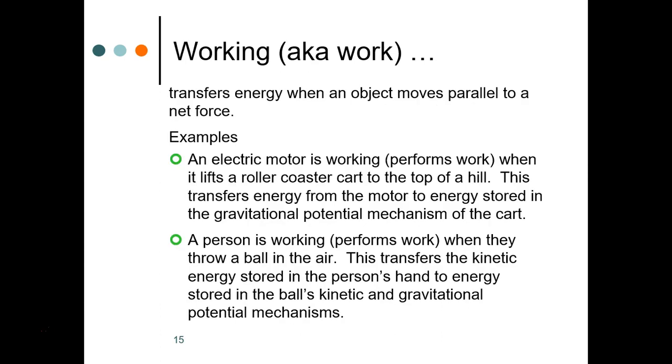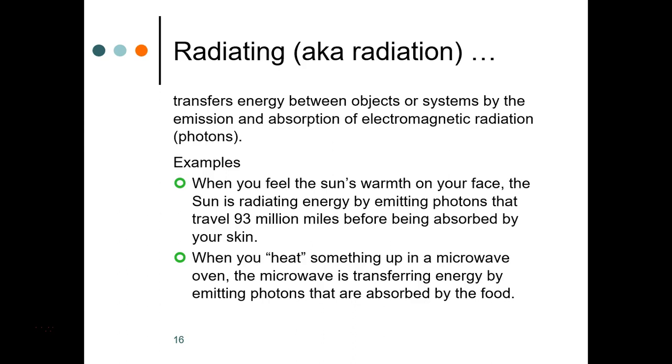Working transfers energy when an object moves parallel to a net force. So examples would be an electric motor is working, that is, performs work, when it lifts a roller coaster cart to the top of the hill. This transfers energy from the motor to energy stored in the gravitational potential mechanism of the cart. Another example would be a person is working when they throw a ball in the air. This transfers the kinetic energy stored in the person's hand to the energy stored in the ball's kinetic and gravitational potential mechanisms.